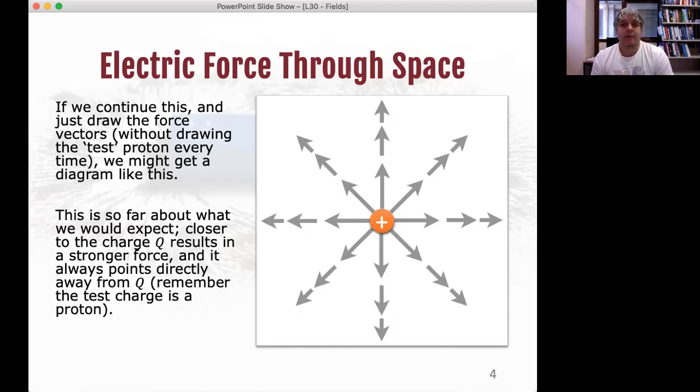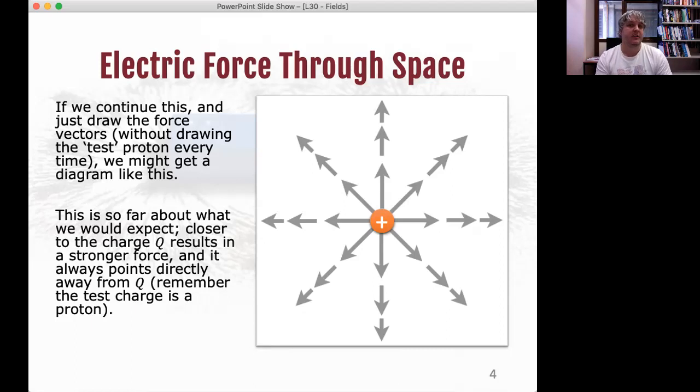And so this gives us hopefully what we would expect. The closer you are, the bigger the force, and it always points directly away from the charged particle Q. If you're right next to the charged particle Q, you get a big force away from it. The further away you get, the smaller that force gets. So we've got all these different force vectors.